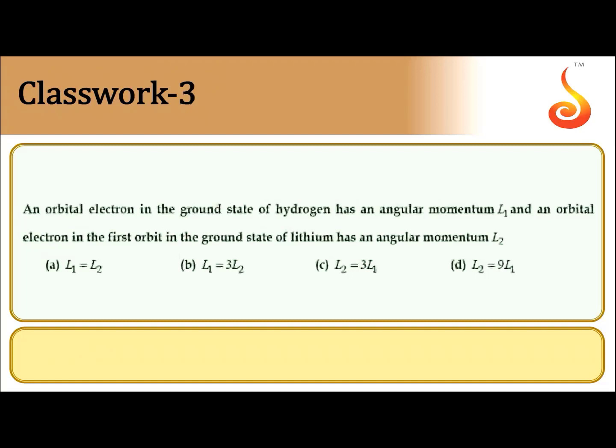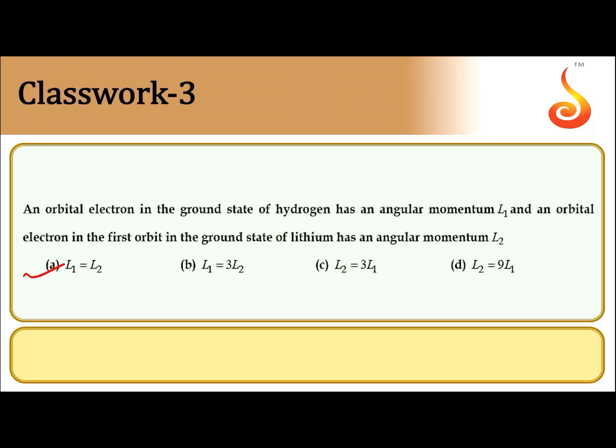Example 3. An orbital electron in the ground state of hydrogen has an angular momentum L1, and an orbital electron in the first orbit in the ground state of lithium has an angular momentum L2. Then what's the relation between these two? Angular momentum L, which is given by nh by 2 pi, is independent of Z, which means that L1 and L2 must be equal to each other. So what is our correct choice? A is our correct choice.